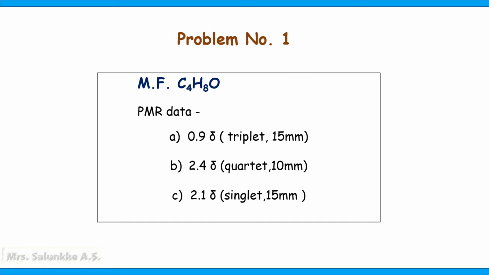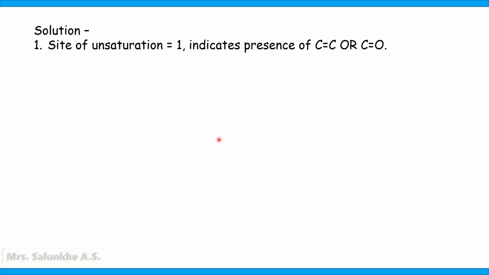Now we see the solution for that. The site of unsaturation for this compound is 1. By neglecting the oxygen atom, the molecular formula becomes C4H8. The corresponding saturated formula is C4H10. There are 2 hydrogen atoms less, therefore its site of unsaturation is 1. How is the site of unsaturation calculated? That is given in the previous video. Please see that.